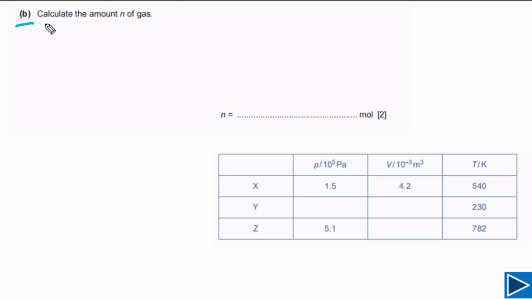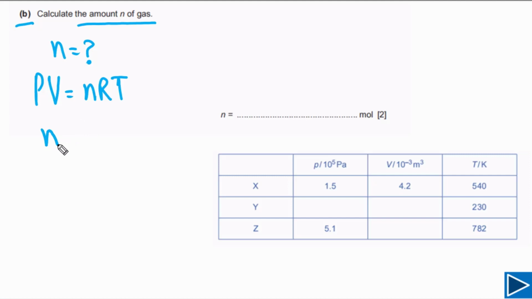For part B, question is asking us to calculate amount n of gas. Means question is simply asking us to calculate value of n, means the number of moles. And we are talking about ideal gas in this case. For any ideal gas, PV is equal to nRT for any value of P, for any value of V, and for any value of T. So simply in this case, we need to calculate number of moles. So simply we can rearrange n is equal to PV over RT.